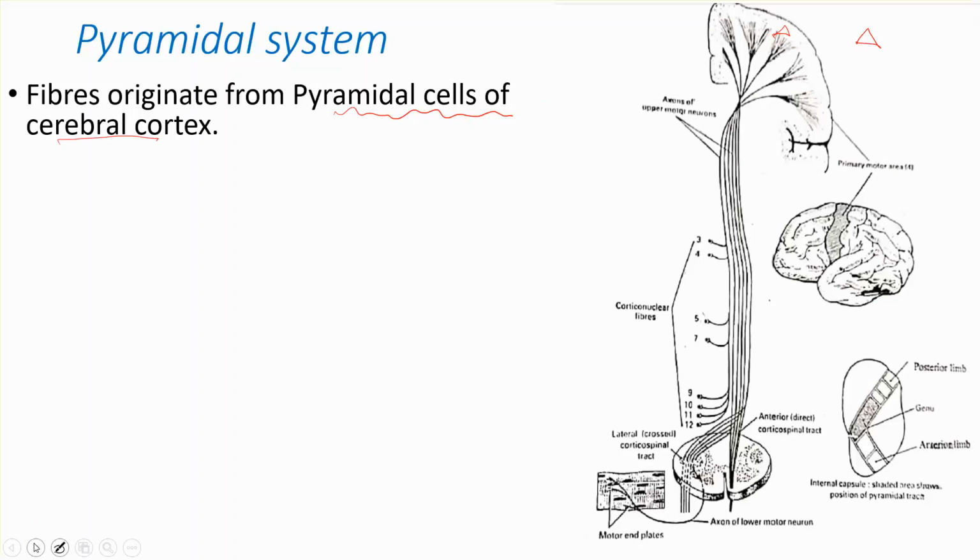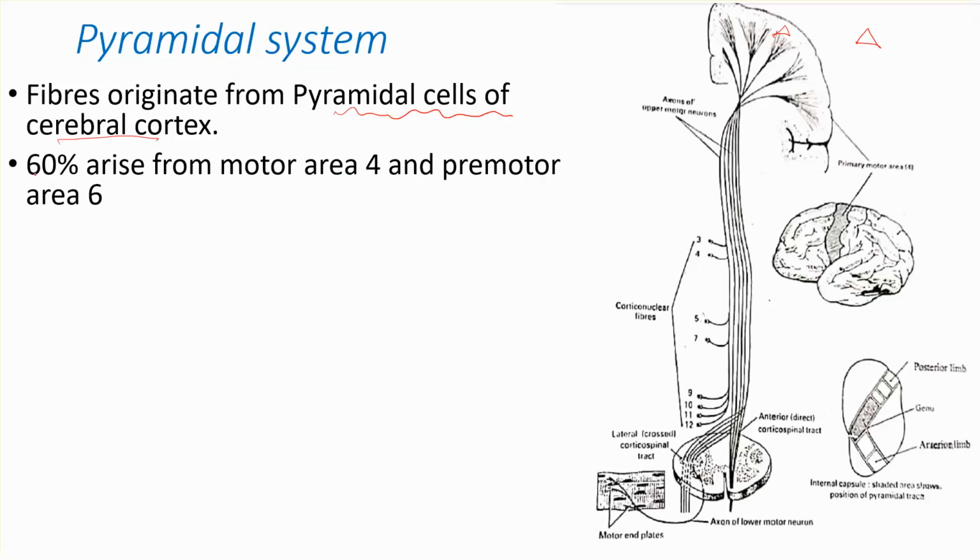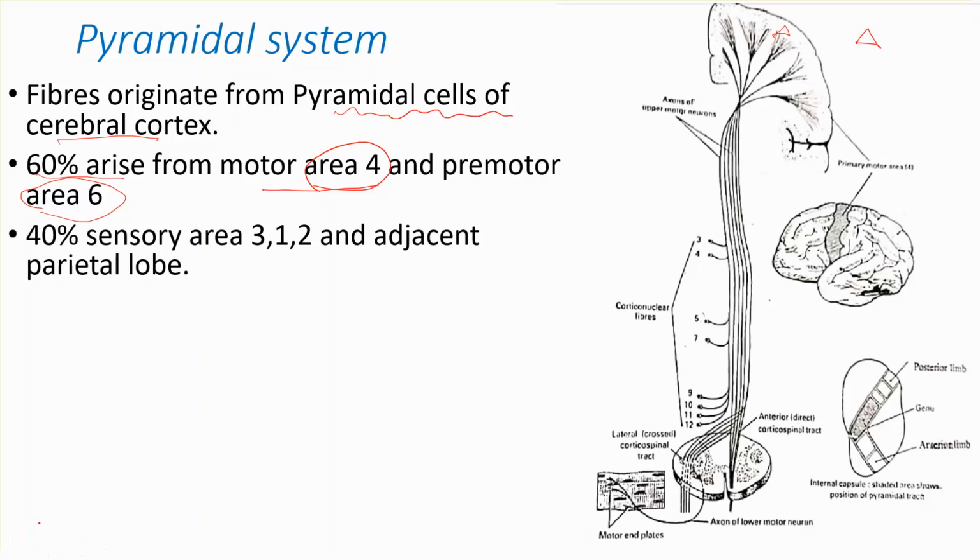Next, we can see that 60% will arise from the motor area 4, which is in front of the central sulcus, and premotor area number 6. The 40% will also arise from the sensory area 3, 1, 2 and the adjacent parietal lobe.